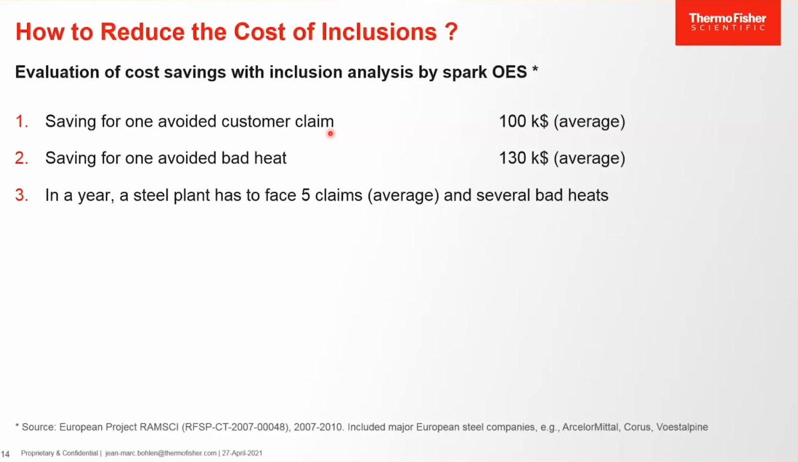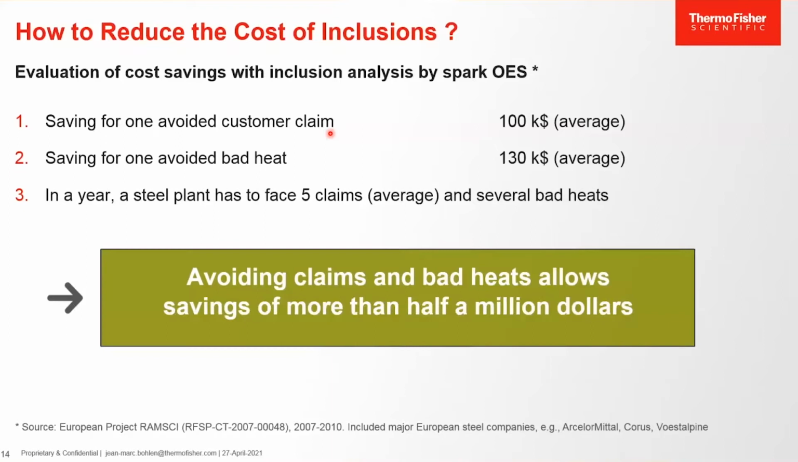And third, in a year, a steel plant has to face typically 5 claims and several bad heats. This means that avoiding claims and heat problems allows savings of more than $500,000 per year, which is clearly much more than the price of the optical emission spectrometer.